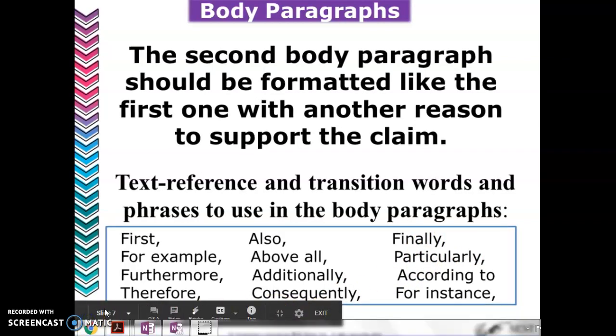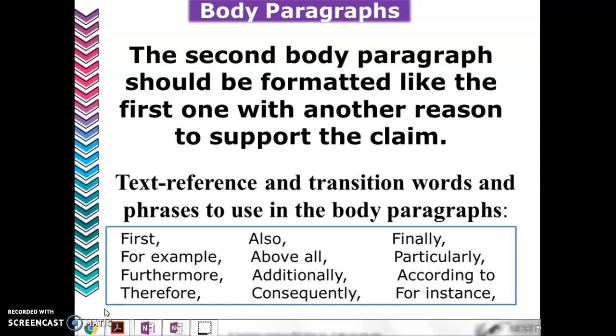So just to review, when you talk about the body paragraphs, there will be 2 of them. So far we've learned about the introduction, which will be your first paragraph, and now we've learned about the second and the third paragraph that you will be writing for your argumentative essay.